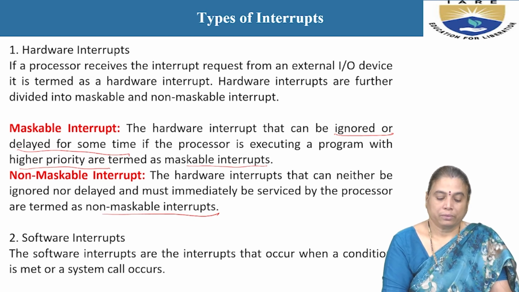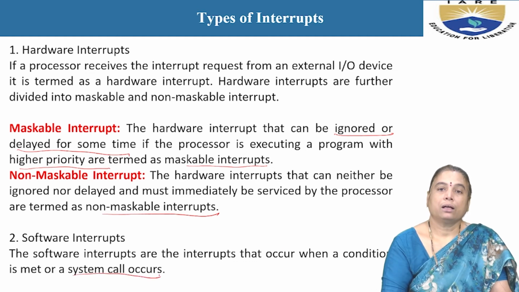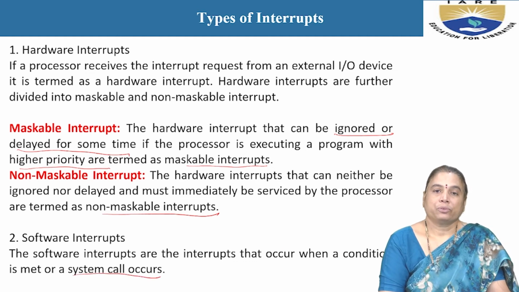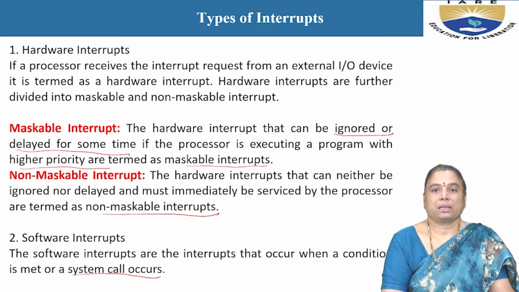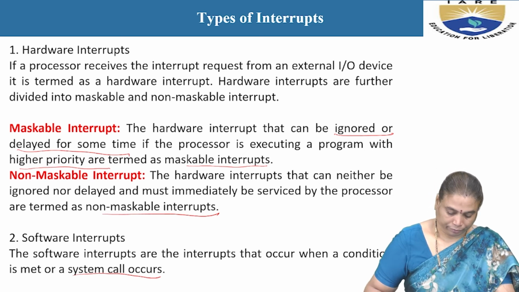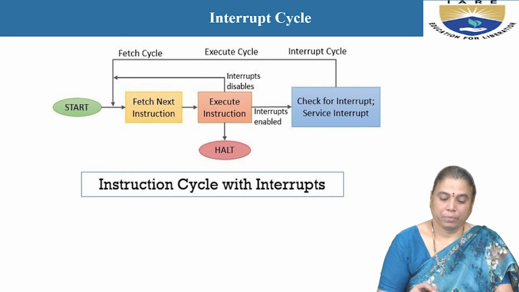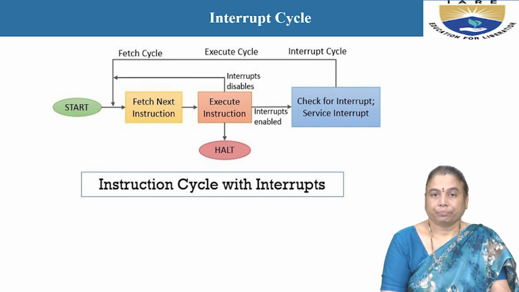Software interrupts are the interrupts that occur when a condition is met or a system call occurs. So through system calls, the software interrupts can be generated, or they can be generated with the help of exceptions also. So by using the program code, the software interrupts can be generated.